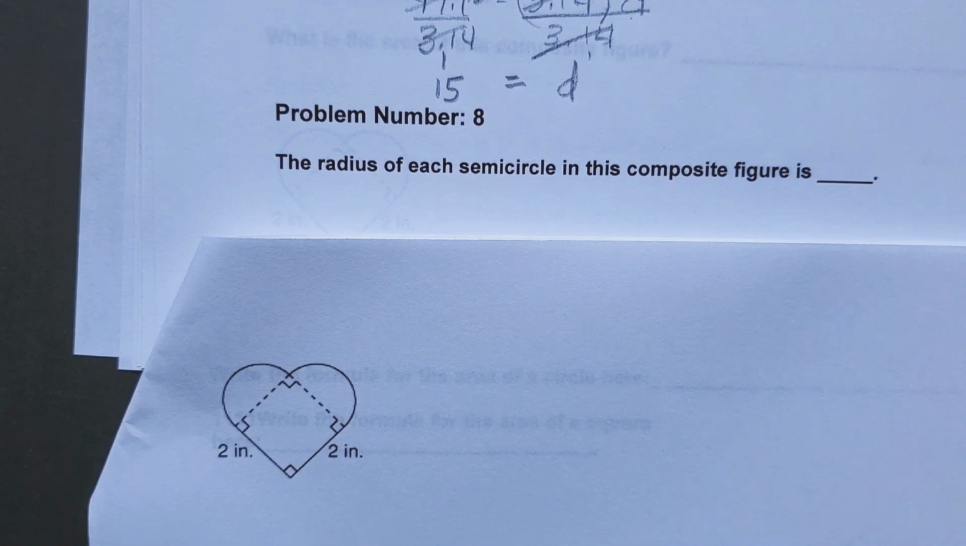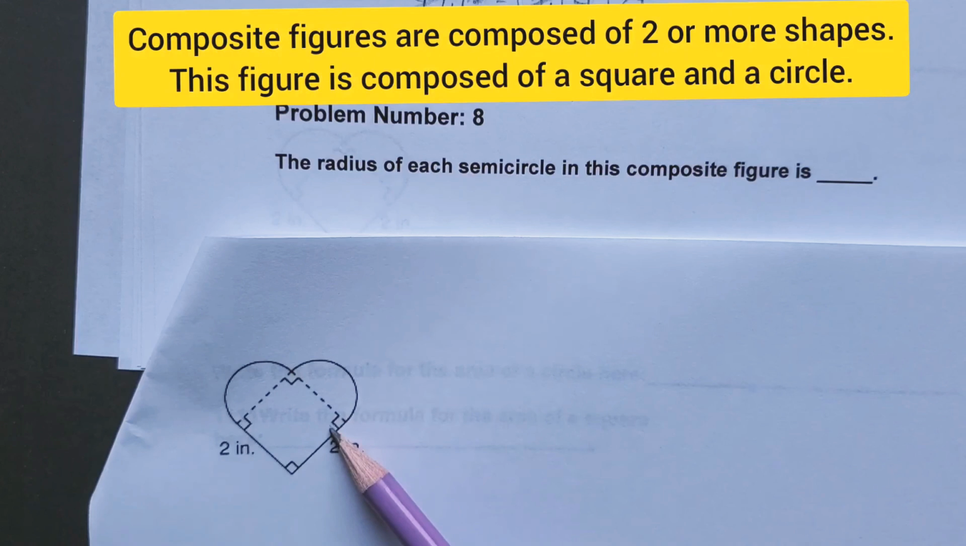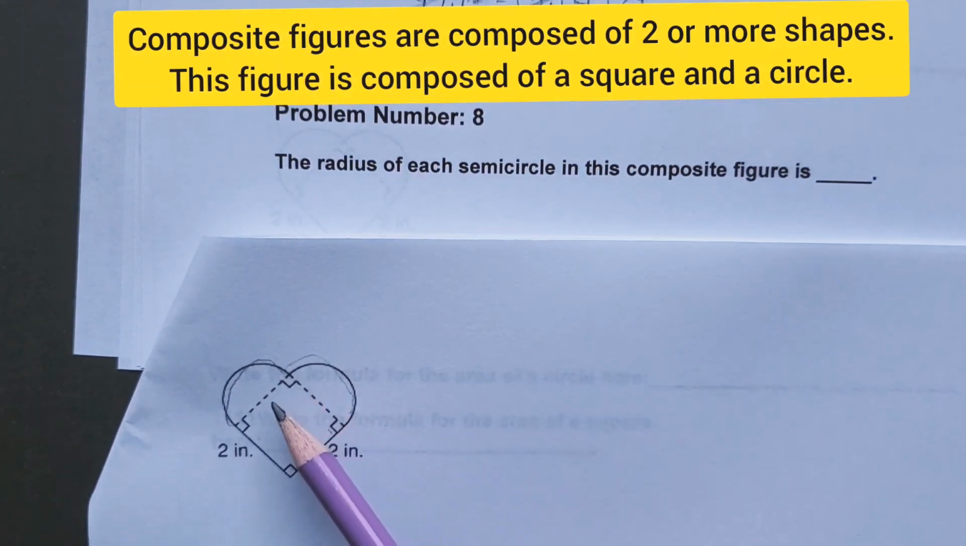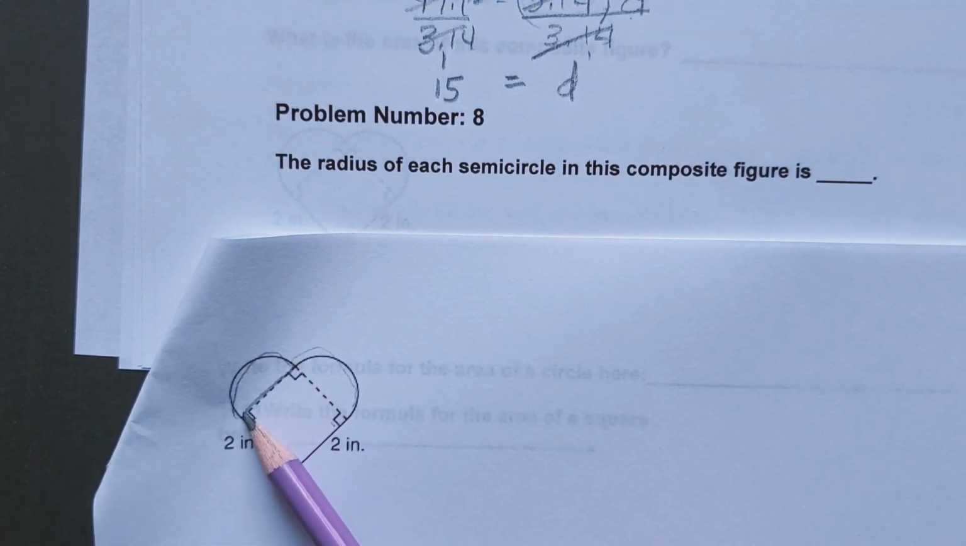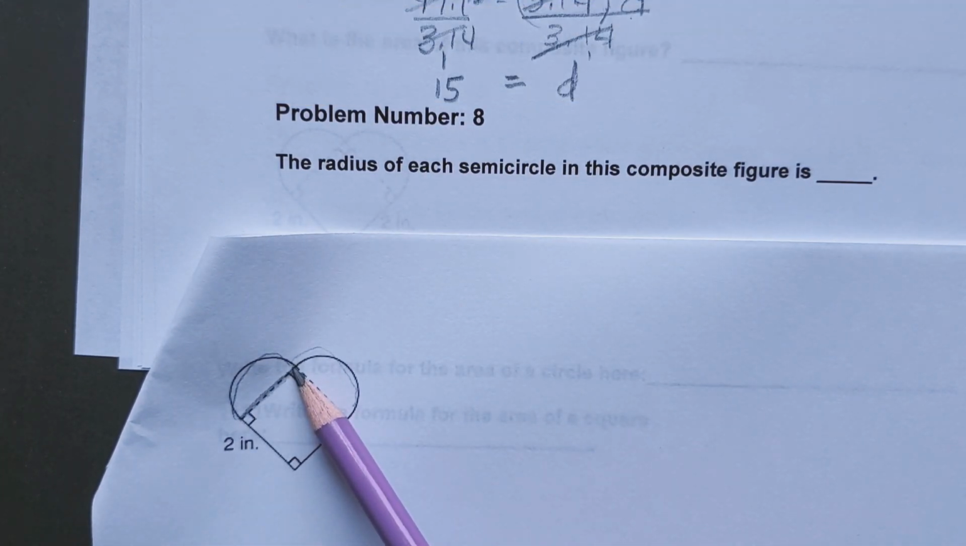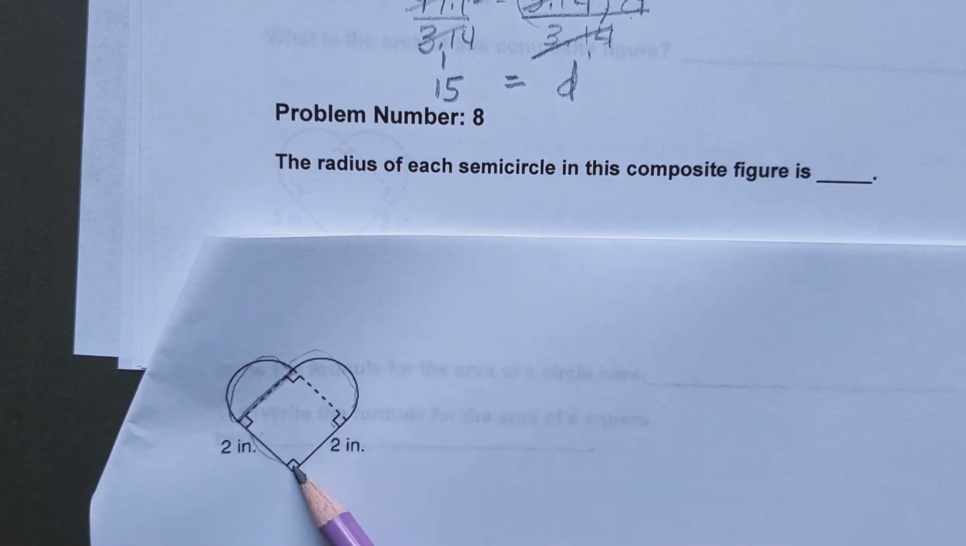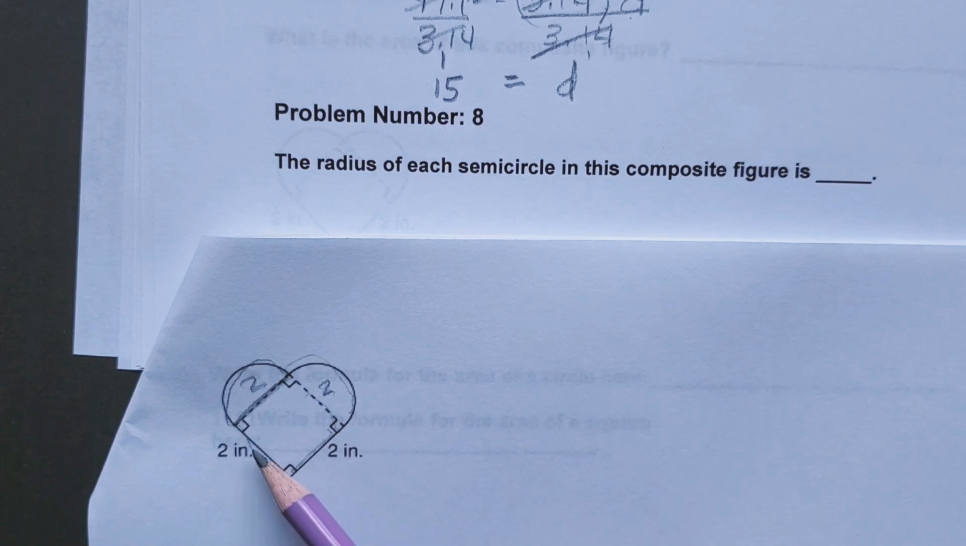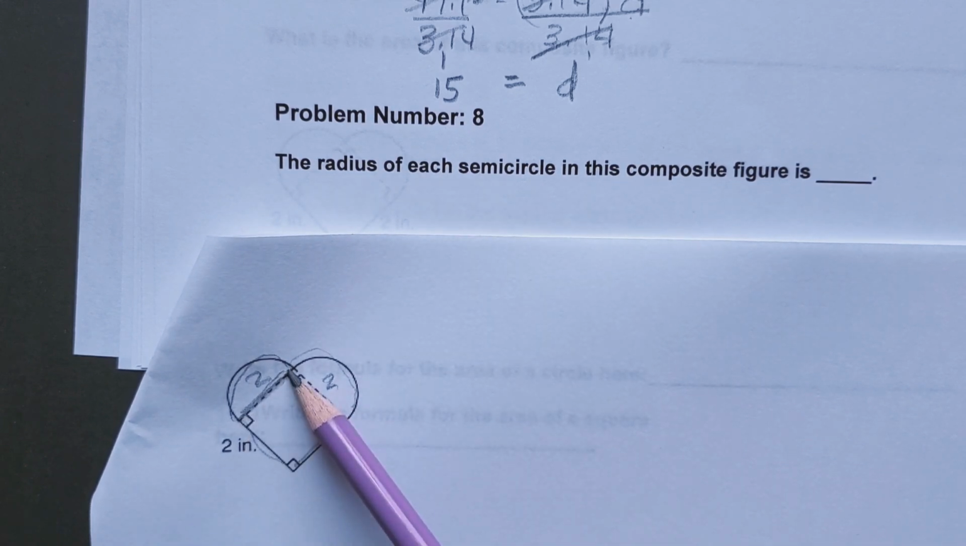All right, problem number 8. The radius of each semicircle in this composite figure is, these are half circles. So the diameter is a line that goes all the way across the circle. And seeing that this is a square, all the sides are 2, 2, 2. So we know that the diameter is 2.